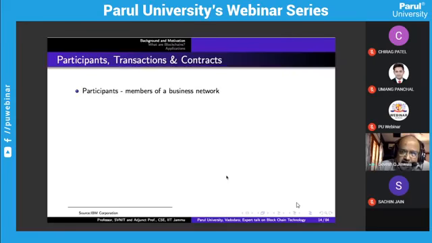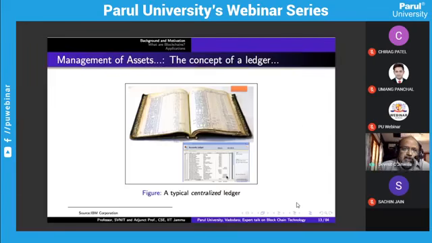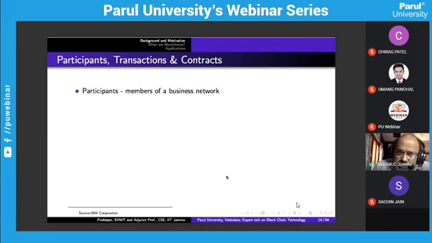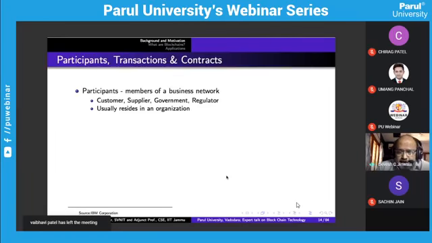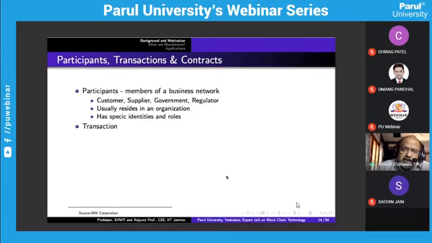I'm showing the traditional ledger. So we saw assets, we saw value, we saw the ledger, and the last aspect is the participants, transactions, and contracts. Transactions I already introduced. Participants are the members of the business network, obviously. So it could be customer, it could be supplier, it could be government, there are laws or government tax which is to be paid, or a regulatory agency, somebody who gives you the sales tax or GST number. So those are the participants. They normally are in the organization, but depending upon their nature, they can be outside the organization also. And each one of them would have a specific identity, specific role.